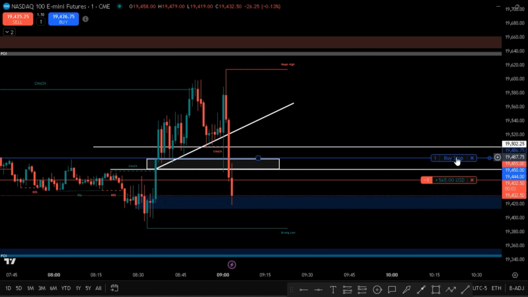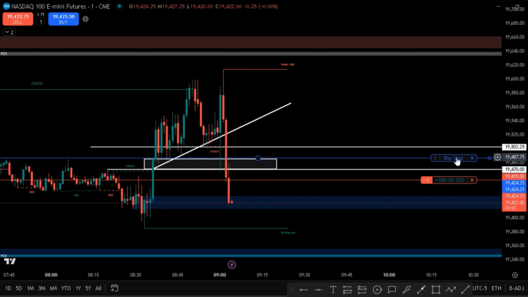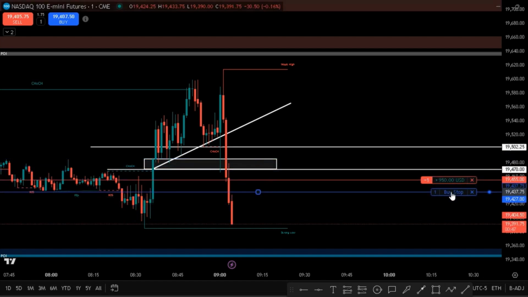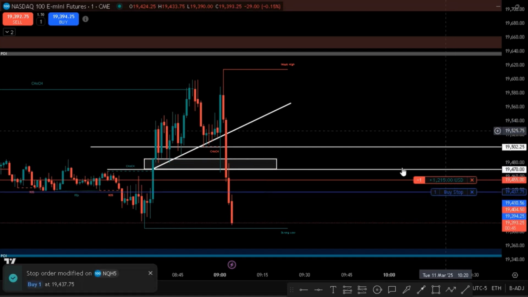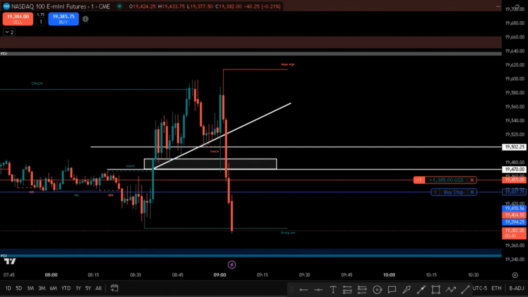Maybe on this candle close, I'll move into profit. Let's see, we want a rejection here on this candle to break these lows. Okay, there's the rejection. I'm going to move my stop loss into profit. This is a risk-free trade.